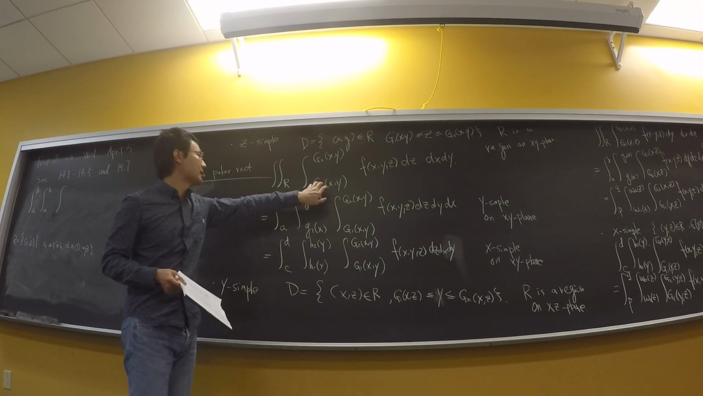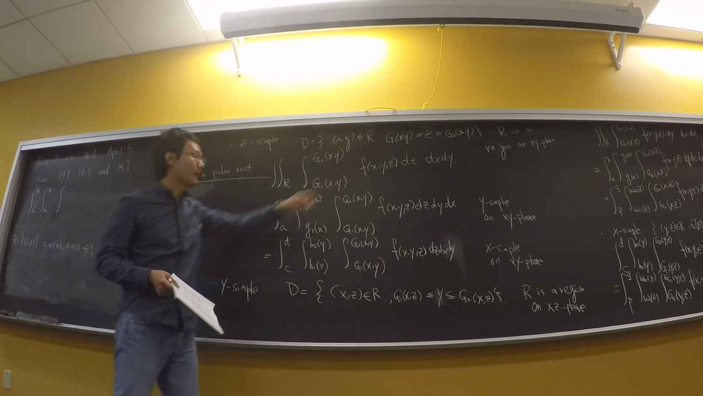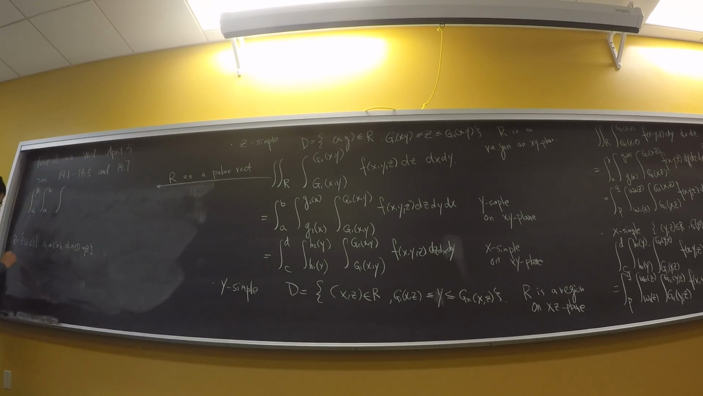I also want to change these two functions from x, y to R theta as well. Okay? So the relation between x, y to R and theta is x is equal to R cosine theta, and y is equal to R sine theta.